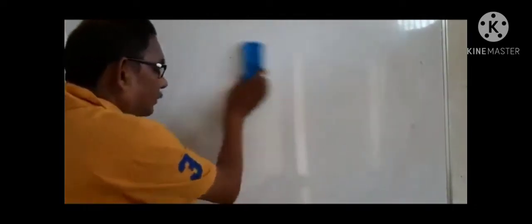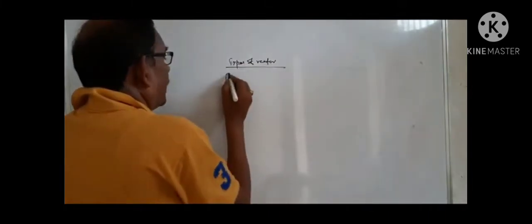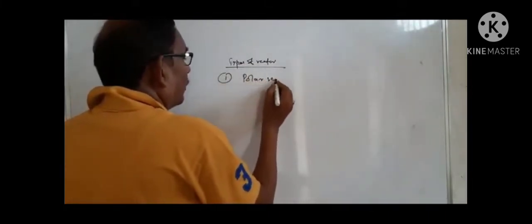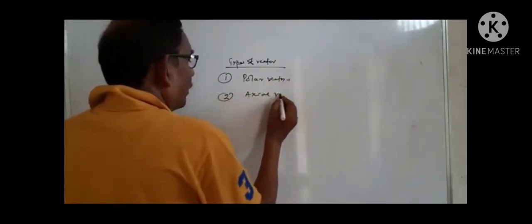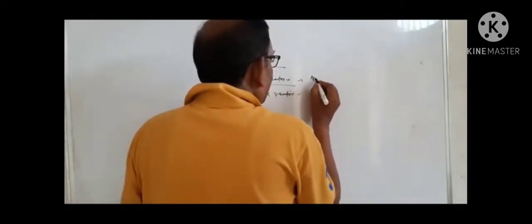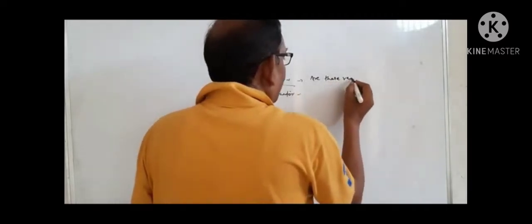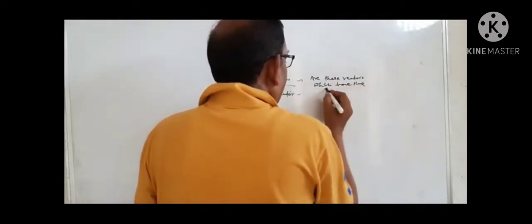Now the types of vector. The first one is polar vector. The second one is axial vector. So what is a polar vector? Polar vectors are those vectors which have a starting point or a point of application.